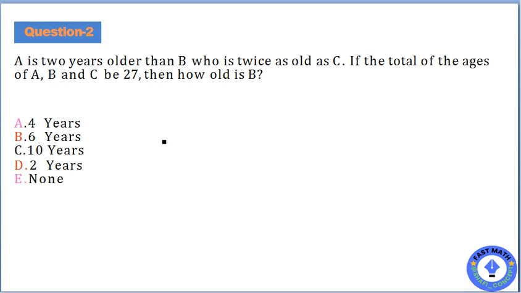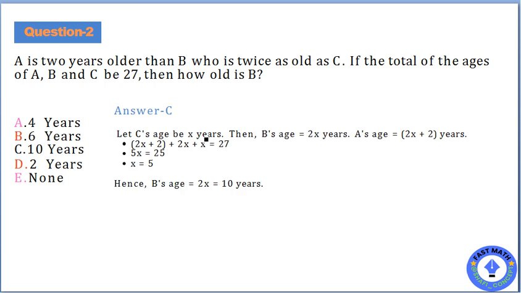We are moving to the second one. A is 2 years older than B, who is twice as old as C. If the total ages of A, B and C is 27, then how old is B? That means what is the age of B? In this you might have seen that A is older than B. That means A is greater than B.